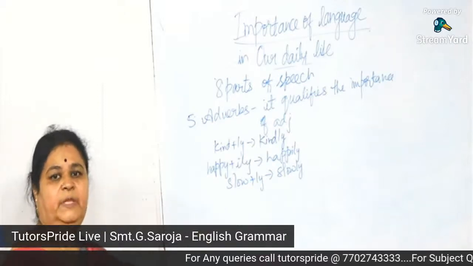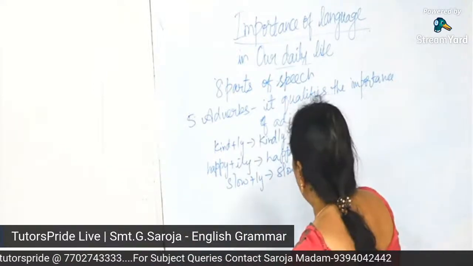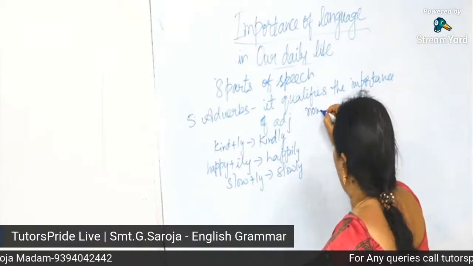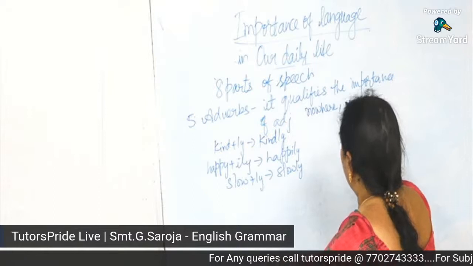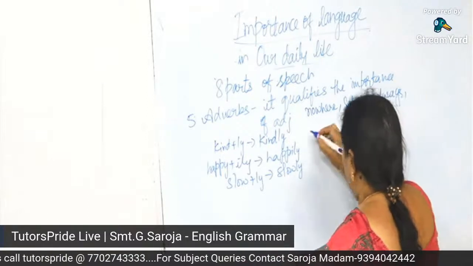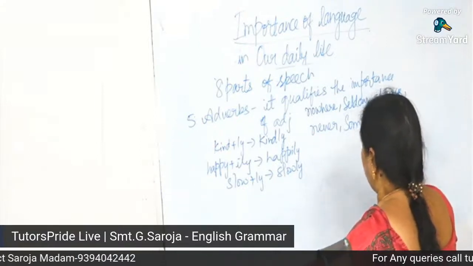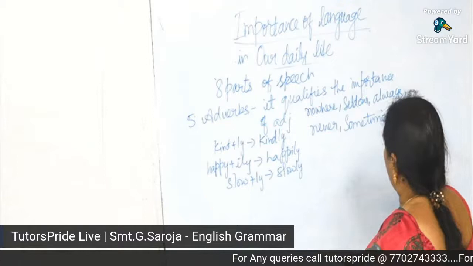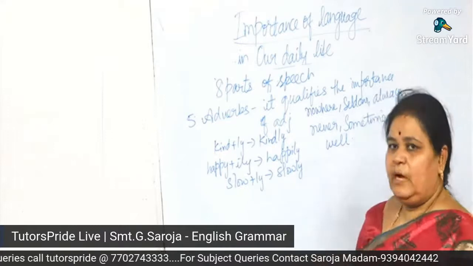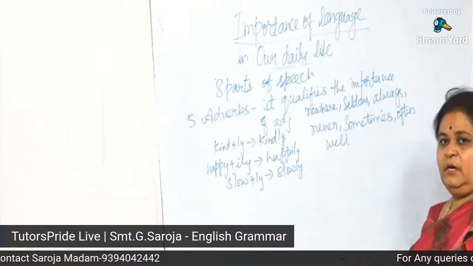And apart from this, there are some more words. They are also called adverbs. What are those words? Like nowhere, seldom, always, never, sometimes, often. Well, we speak the word how are you? I'm well. I'm fine. Like that we use. Those words also come under adverbs. Clear?